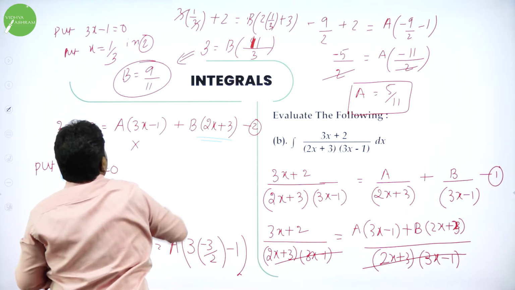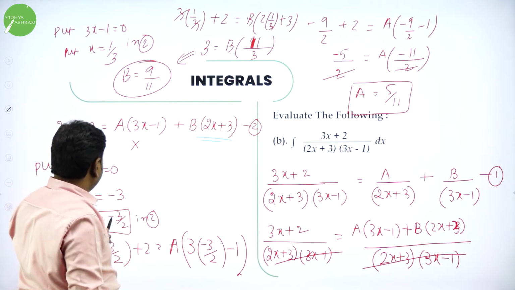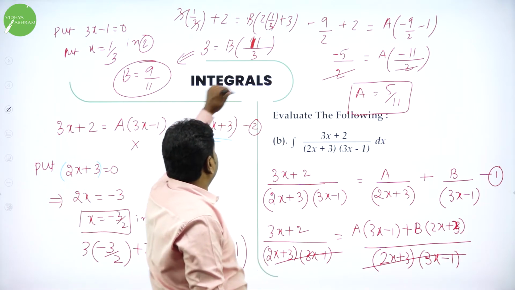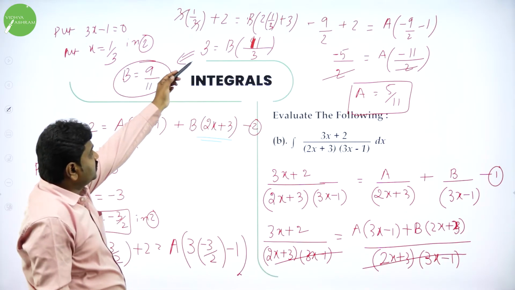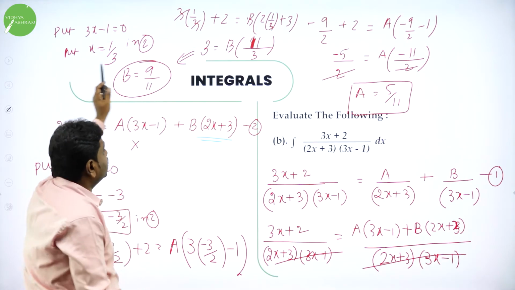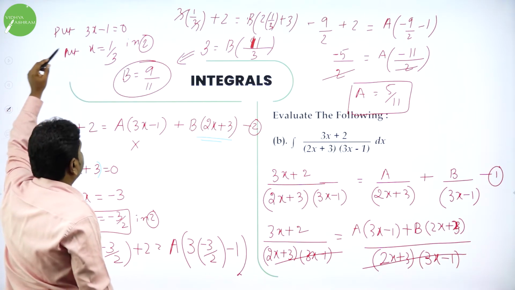Now we got B. What is B? 9 by 11. You have A with you. What is the A value we got? A is 5 by 11. So now rearrange: one is 5 by 11, one is 9 by 11.